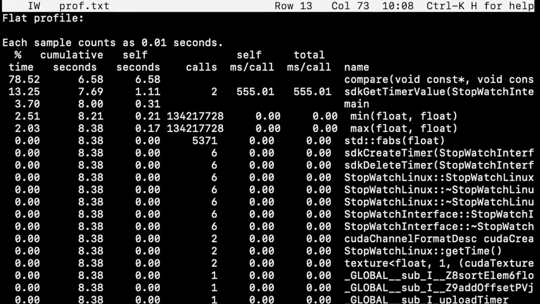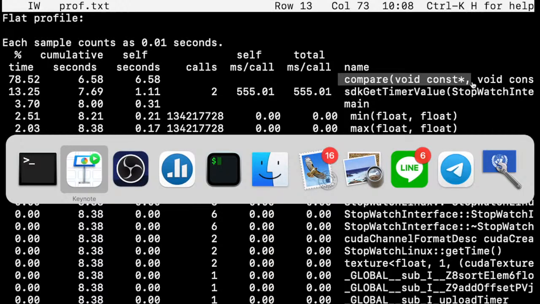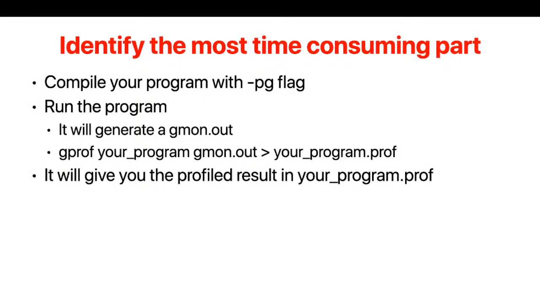Wow. We know quicksort is the most time-consuming process in this program, but this profiling tool actually tells you more. Here, the comparison part is actually the most time-consuming thing in the sorting process. So if you are thinking about writing a program that improves the sorting on the CPU, then comparison is the main thing I should focus on. Then it gives you some idea about how to optimize your program. So that's an example of using a profiling tool.